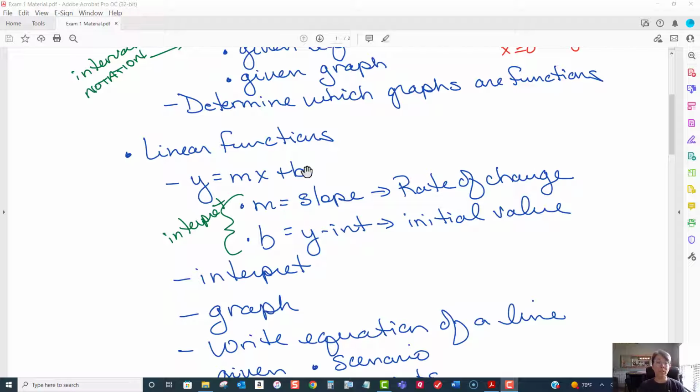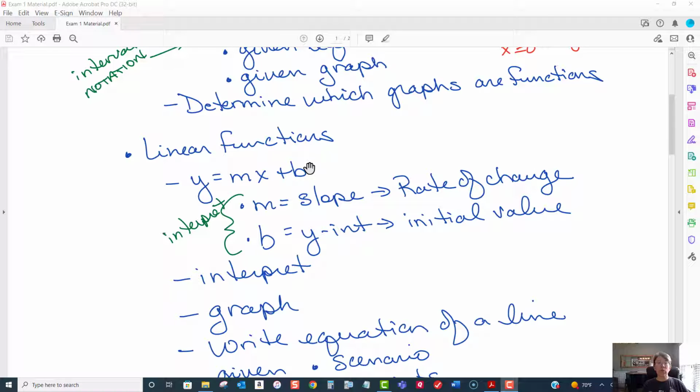That's the y equals mx plus b. If I give you a linear function with, say, a scenario, you need to be able to tell me what number represents your slope and what does it mean? Can you interpret it? And remember, that m, that slope, is also a rate of change. So it might ask you for a slope, it might ask you for the rate of change, and they will ask you, what does that mean? So interpret it. The b is your y-intercept.